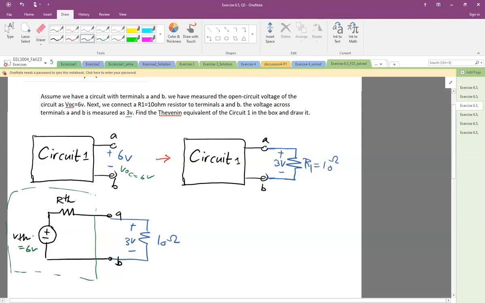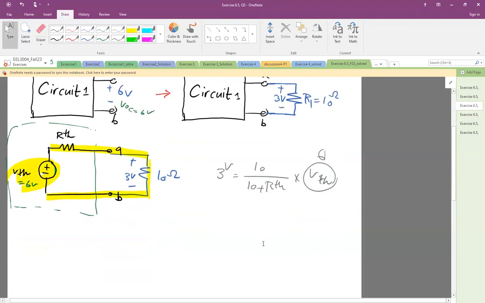Okay, so as you can see, there's 6 volt here, some resistors, and there's the voltage here. So this looks like a voltage division, right? You have a voltage, you have 2 resistors in series. So I write the voltage division formula. You can do that, or we can find the current, or whatever you want to do. I prefer to do this. So the voltage across this 10 ohm is 3 volt. So this 3 volt is basically 10 divided by 10 plus R Thevenin, times the V Thevenin here, which is 6 volt.